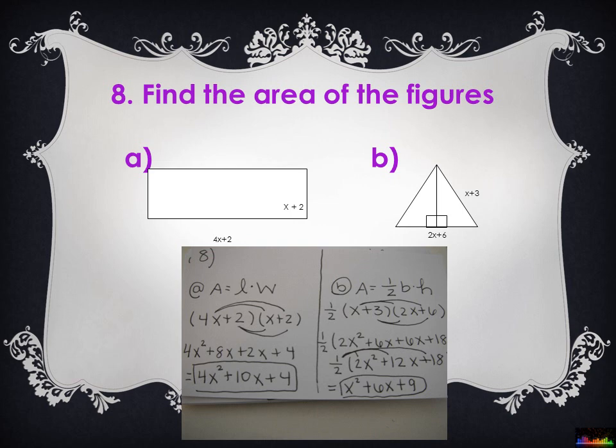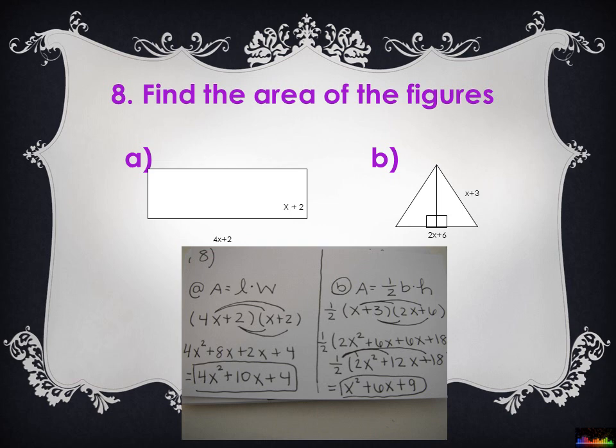And then for the shape in part B, you were given a triangle. The area of a triangle is 1/2 times your base times your height. In this problem, the base is 2x plus 6 and the height is x plus 3. The easiest way to do this is to multiply out your binomials first, then distribute your 1/2.